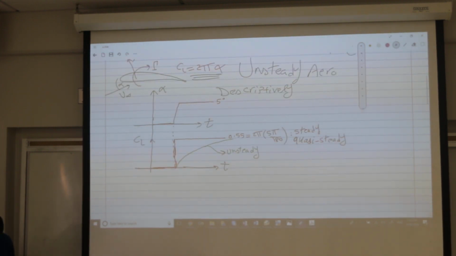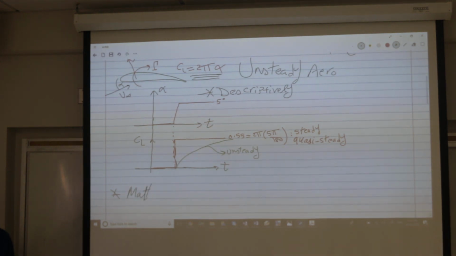Mathematically, so this is the first thing, descriptively, and now math-wise, again, we mentioned this in the first lecture, but we need it now, after we become so mature with this review. Mathematically, the CL alpha relation is not algebraic anymore.